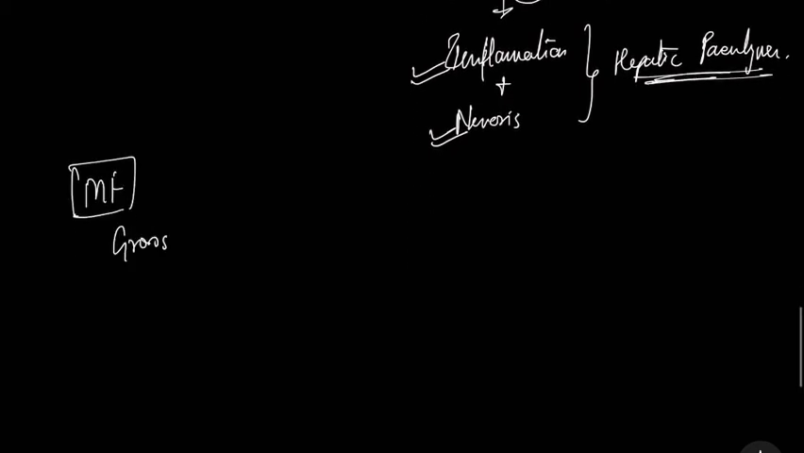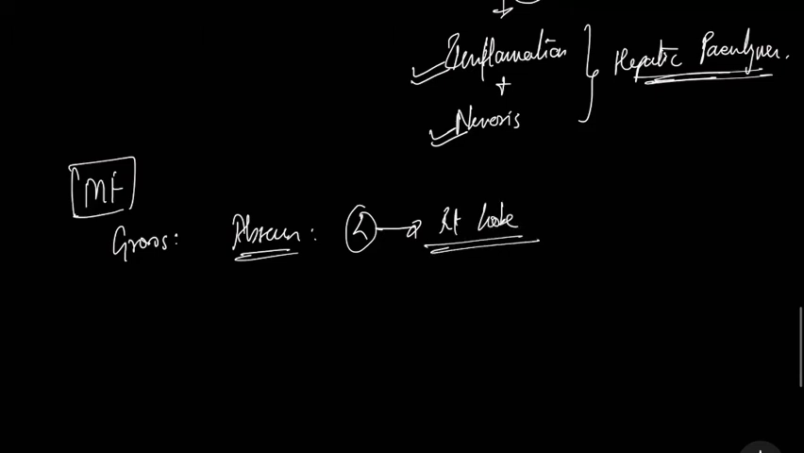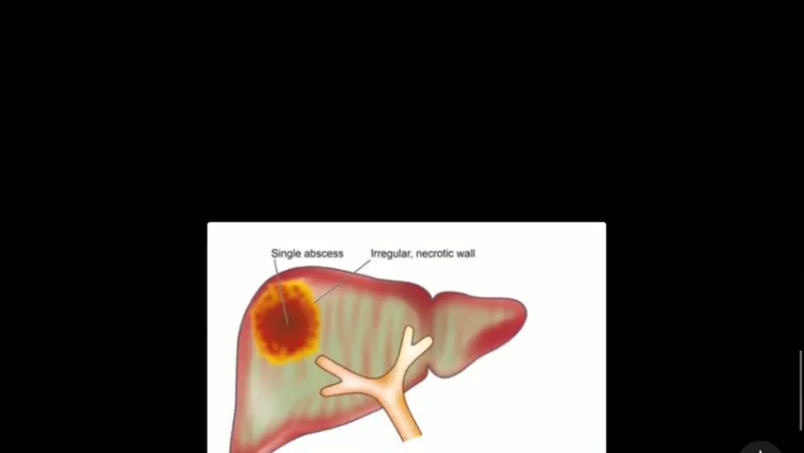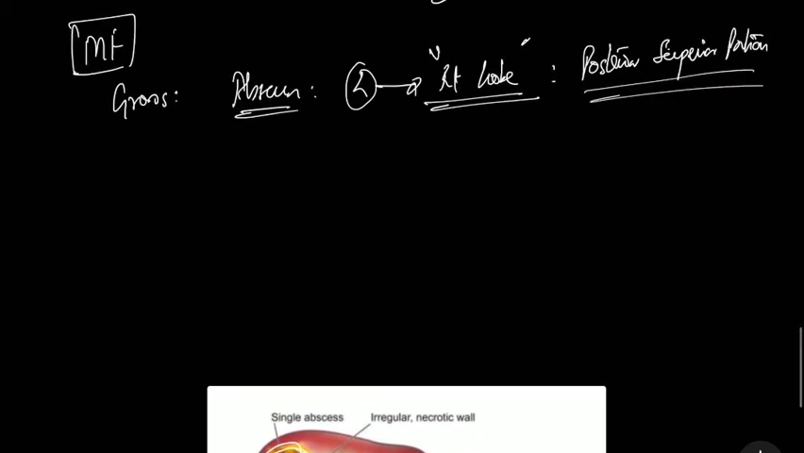Let's study the gross features first. So coming to the abscess, yes, it is located in the right lobe. All right, more specifically the posterior superior portion. All right, so the abscess is located in the right lobe in the posterior superior portion. All right, this is your abscess. All right, now then what happens?